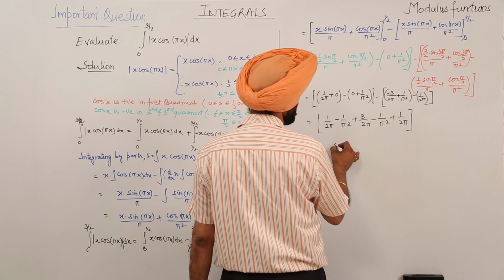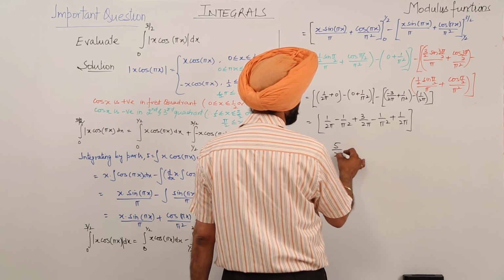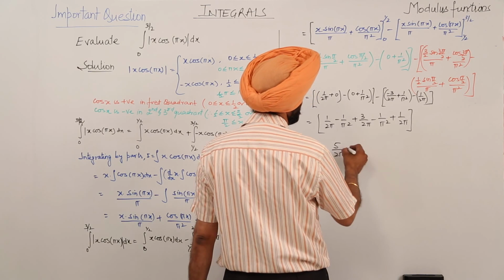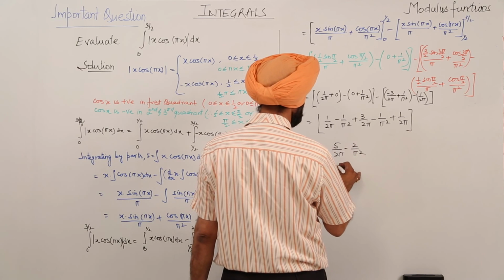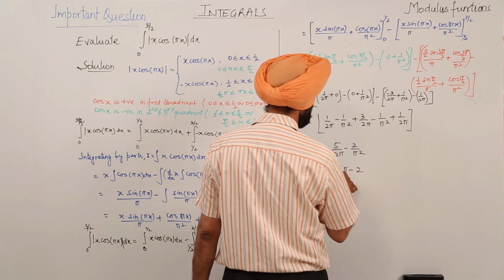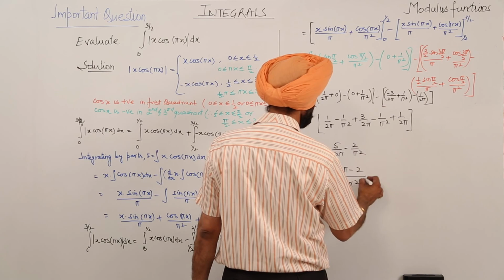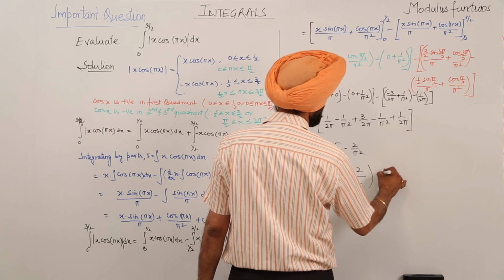Now this is equal to 5 upon 2 pi minus 2 upon pi square, which is (5 pi minus 2) upon 2 pi square. This is the answer.